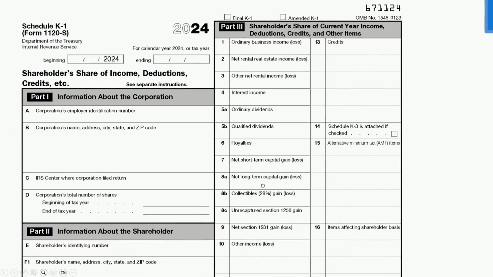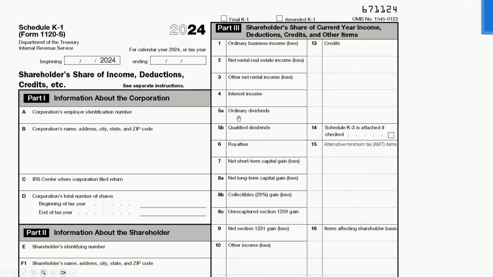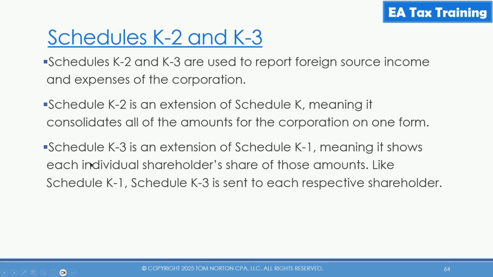One difference with a S Corp K1 is that with an S Corp, you can have just one shareholder. So it could be that all of the amounts from Schedule K are going to be all on one shareholder's K1. With a partnership, of course, you're going to have at least two partners, so you have to have at least two Schedule K1s. Then schedules K2 and K3, they are used to report foreign source income and expenses.